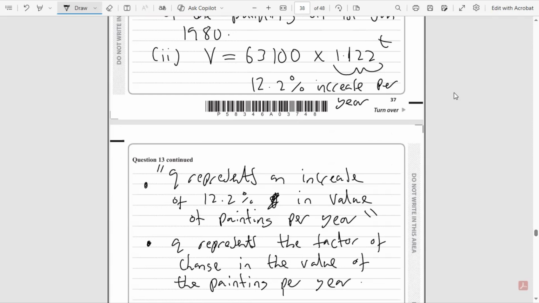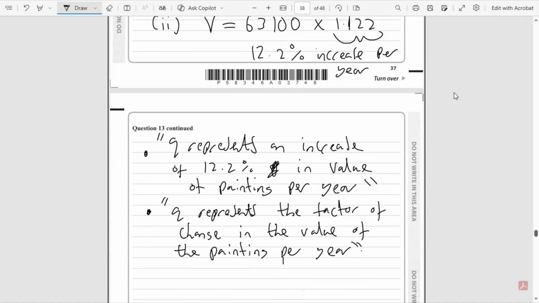Now, one thing that I see a lot of students do with a question like this is they'll say that Q represents the rate of change. You don't really want to say that because the rate of change is dV by dt. So differentiation gets you the rate of change. The 12.2% or the 1.122 is not the rate of change. So I would not say that. Now, I have seen a couple of mark schemes that do allow you to say that the Q value in this case represents the rate of change per year. But I would avoid saying that, to be honest, because mathematically speaking, it's not. It is the factor or the proportional change per year. You can say that as well.